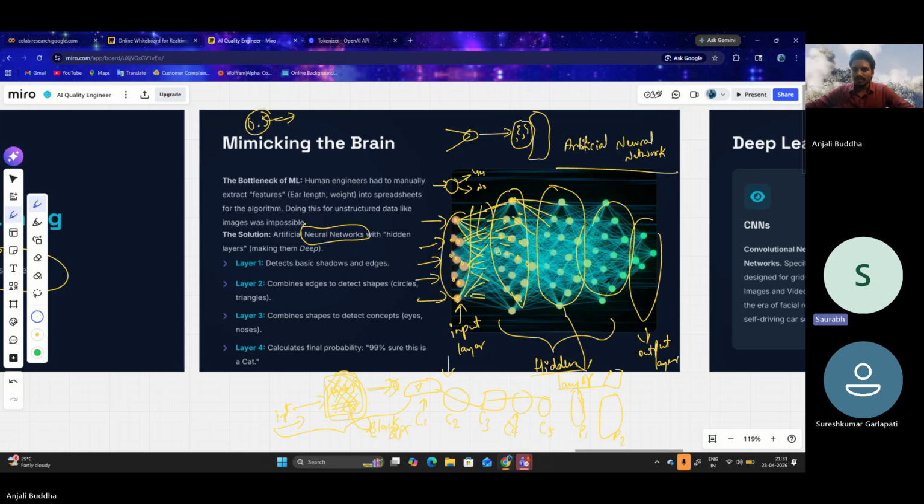Okay. So yes, deep learning models are a subset of machine learning models.